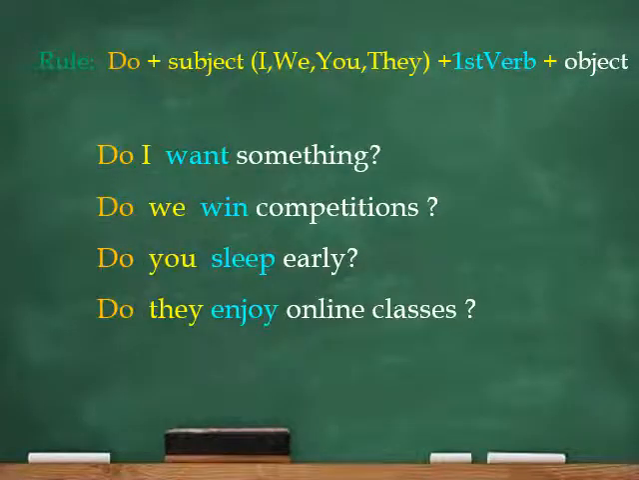Now we will study the use of do in present indefinite interrogative sentences. If you see the structure, it says do plus subject I, we, you, they plus first form of verb plus object. Let's go through some examples. Do I want something? Do we win competitions? Do you sleep early? Do they enjoy online classes?